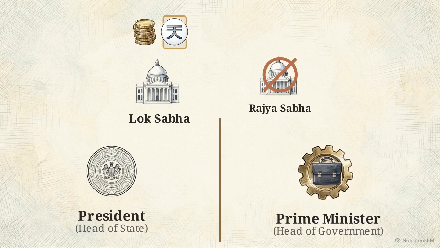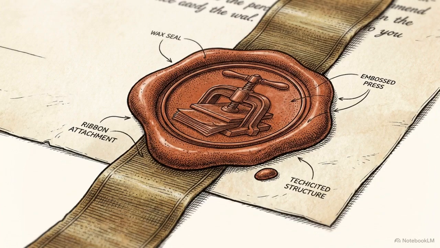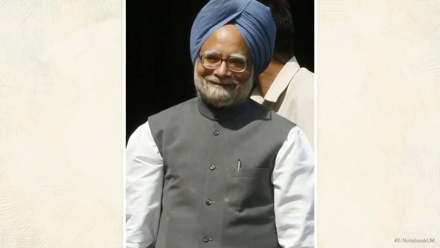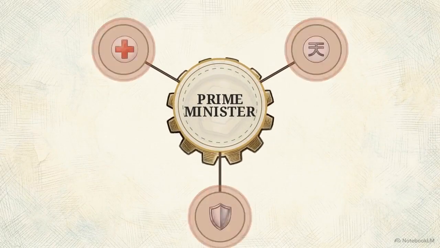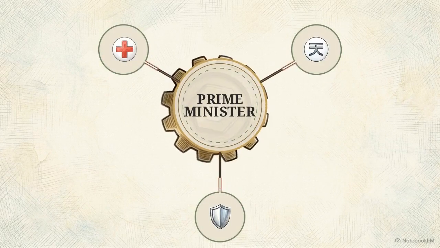The president, a role first held by Dr. Rajendra Prasad, is the ceremonial head of the state. They provide the final official assent required to turn any bill into a law. The Prime Minister is the de facto executive engine. Leading the Council of Ministers, they coordinate the work of different departments and manage the actual administration of the country.